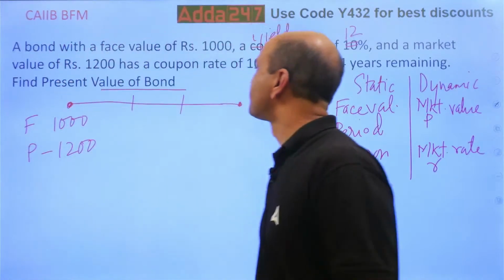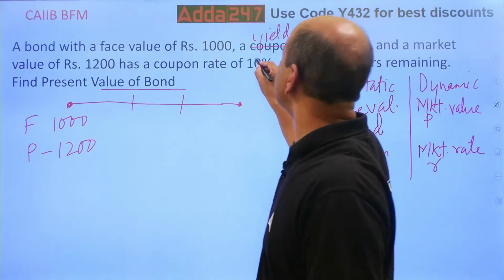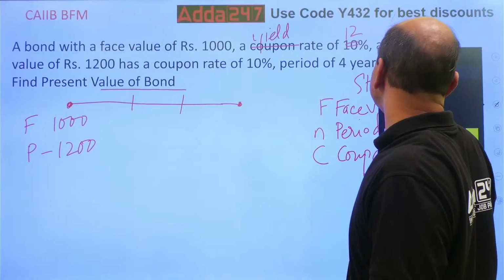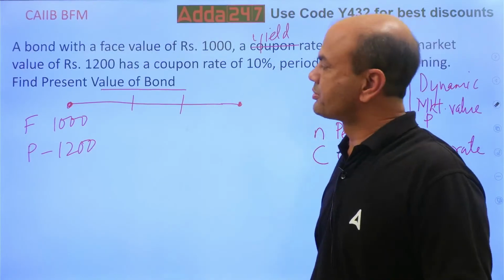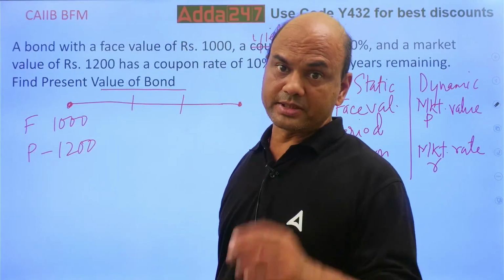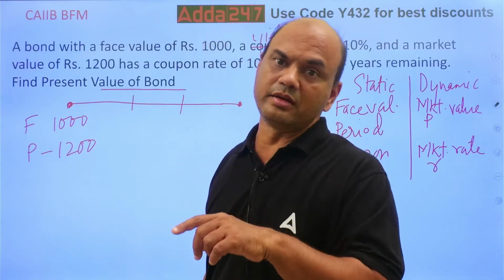Now coupon is given as 12. We'll change these two figures because it is not matching. The rule is like this. Kindly note, the rule says that if your present value is higher than the face value, then your coupon should be higher than the yield.